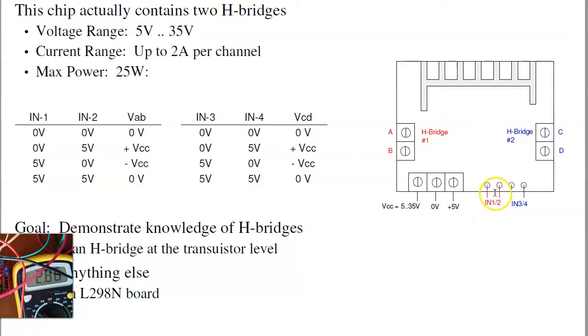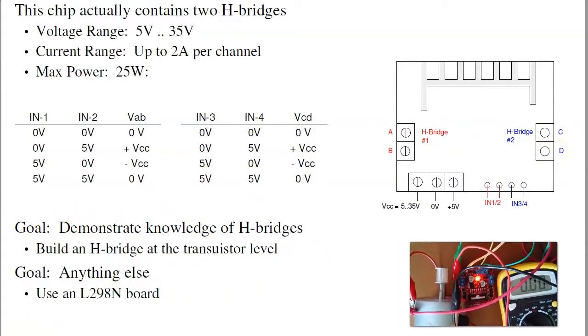So apply your signals to input 1 and 2 to control the left side, input 3 and 4 to control the right side. Connect your motor, speaker, whatever you want to these pins, and I can now drive the motor forward and reverse, like I was showing over here. Or I can connect a speaker to it, or later on, you can connect a stepper motor to it when I need 2 H-bridges.